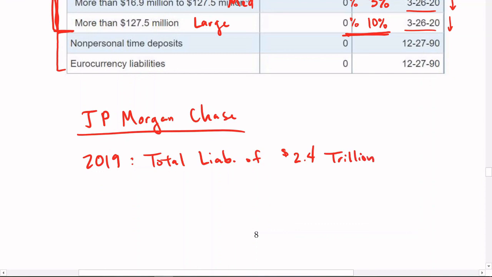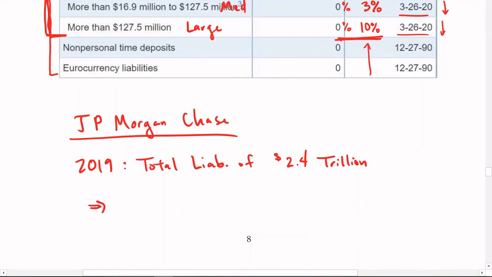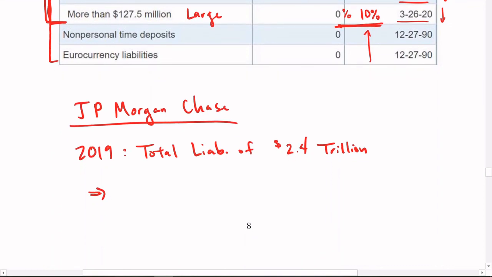And so that means before these new policies were put into place, they had a 10% reserve requirement. 10% of 2.4 trillion is 240 billion. $240 billion, which is money that they had, but that they had to keep on reserve. So you can essentially think about it as keeping $240 billion in their vault. As of March 26th, that money is now available for lending or investing, or whatever other use they want.